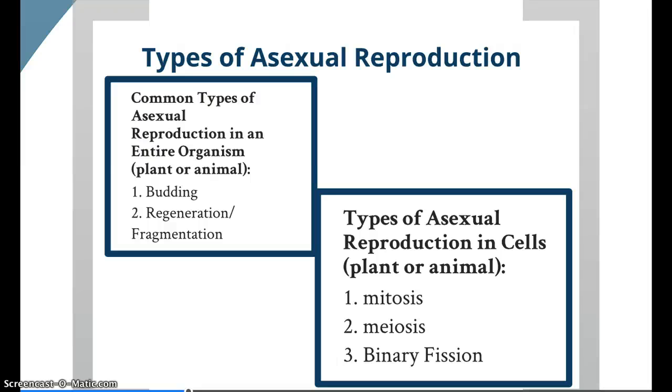In order for a plant or an animal to reproduce, the cells that make up the plant or animal actually have to reproduce. So the cells will go through various processes such as mitosis, meiosis, or binary fission. When that occurs, the entire organism, again, whether it be a plant or an animal, is able to reproduce. When an entire organism reproduces, it can be called budding or regeneration fragmentation. The words regeneration and fragmentation are synonymous with each other, meaning they are synonyms.